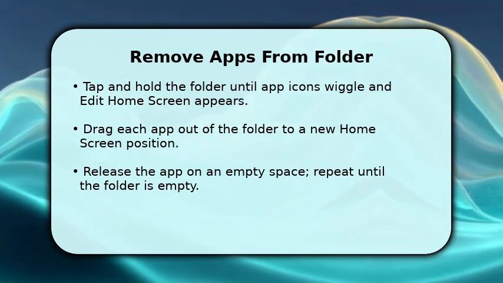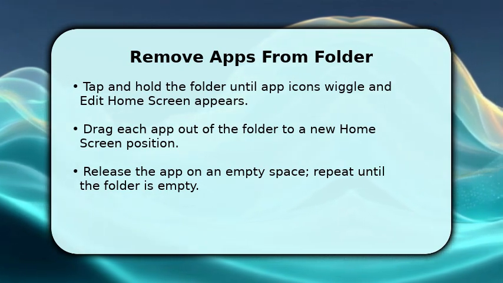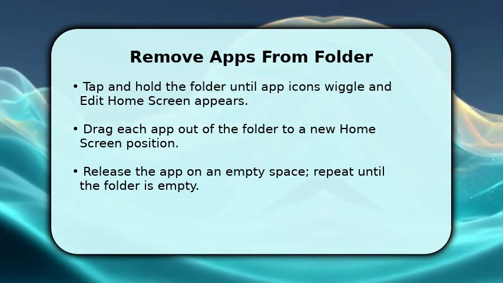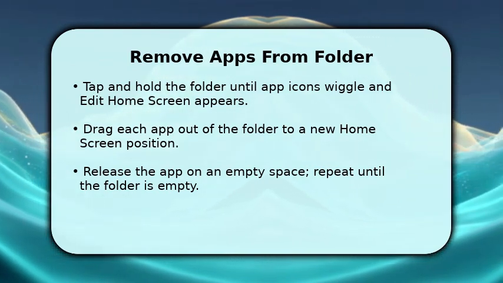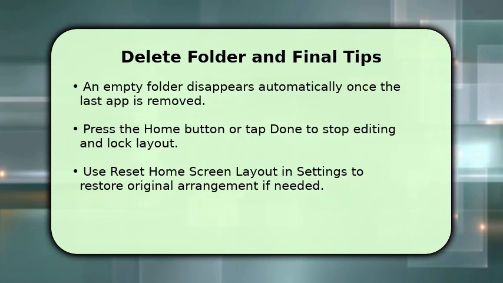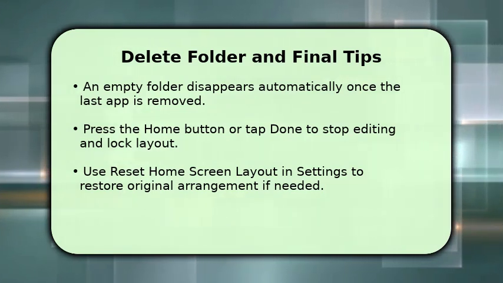Drag the selected app out of the folder and place it on an empty home screen spot. Repeat dragging for every app until the folder contains 0 apps and no icons remain inside. After you remove the final app, the empty folder will vanish automatically.